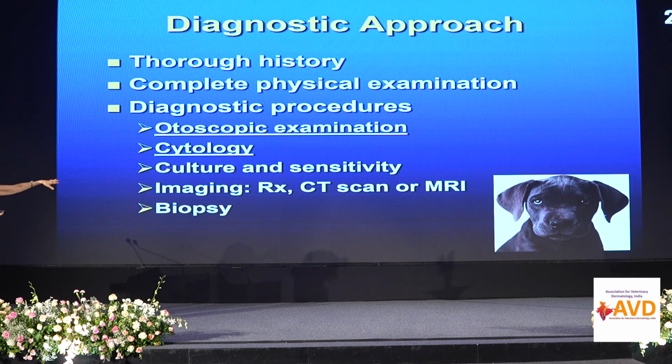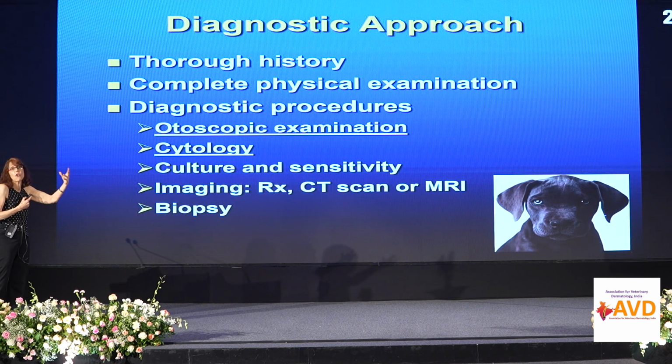Culture and susceptibility, we'll be talking about that. It's kind of controversial whether you should do that for otitis or not, and I'll tell you what we do. Imaging is the only way that you can assess the middle ear, okay? If you suspect that the otitis externa extended to the middle ear, imaging, okay? Or if you suspect a middle ear disease because of some neurologic signs, then imaging, okay?